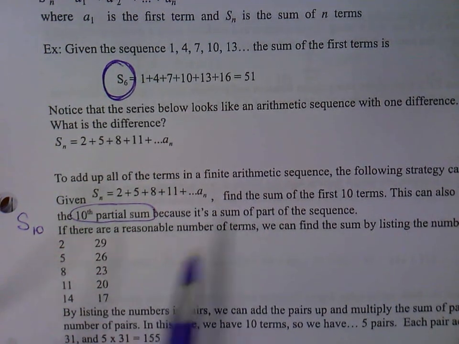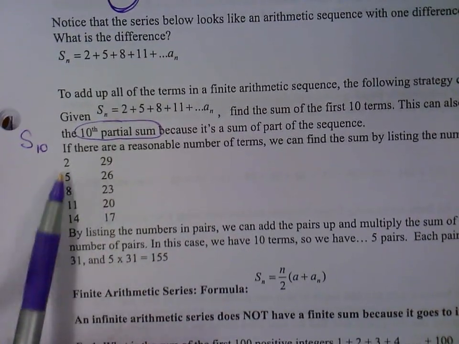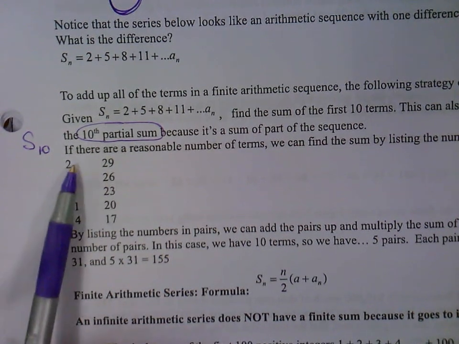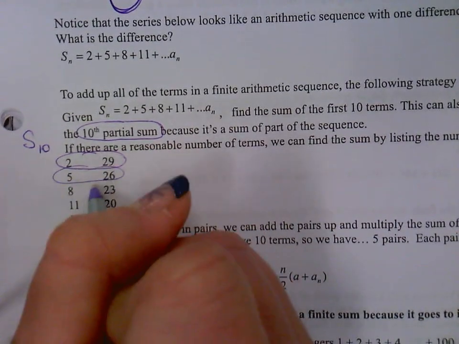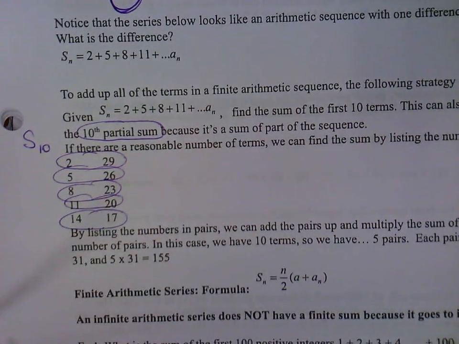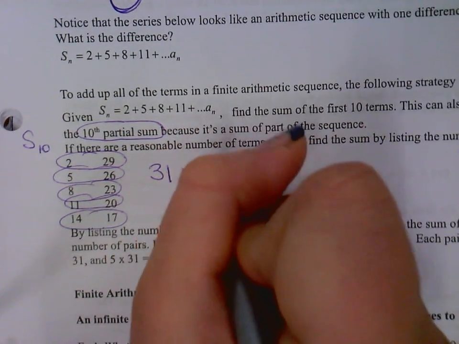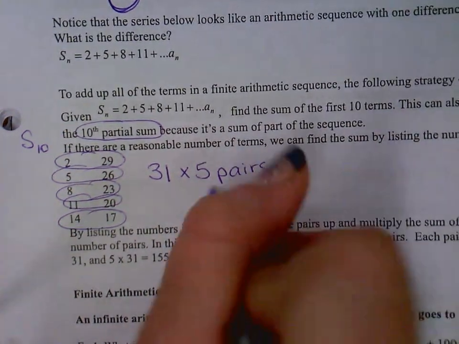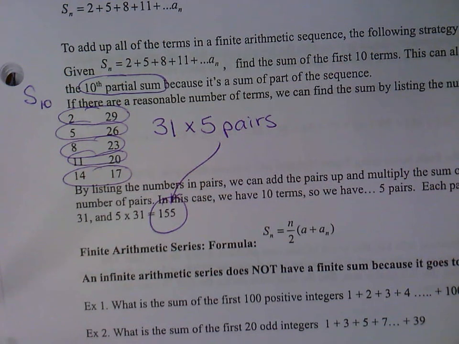Here's that example about listing the terms in pairs, which I already did a few, but if you wanted to do 2, 5, 8, 11, 14, all the way up to 29, what you do is you take the lowest and the highest, and what do you notice that all of those pairs of numbers add up to? They all add up to the number 31, and there were 5 pairs of numbers. So the answer was 155. So instead of plugging it into our calculator, 2 plus 5 plus 8 plus 11 plus 14, you could just do how many pairs are there, and then what's the sum of the pairs. I think it makes it a lot easier.